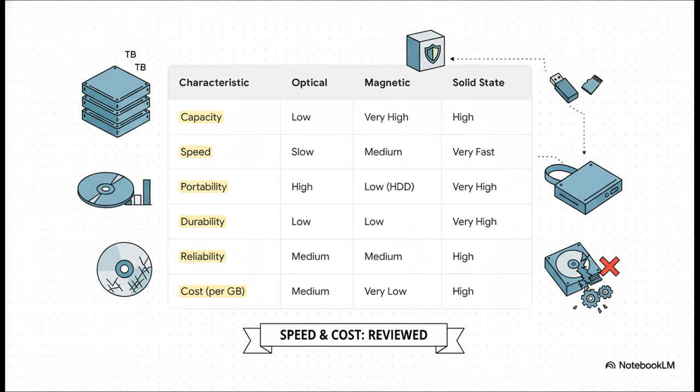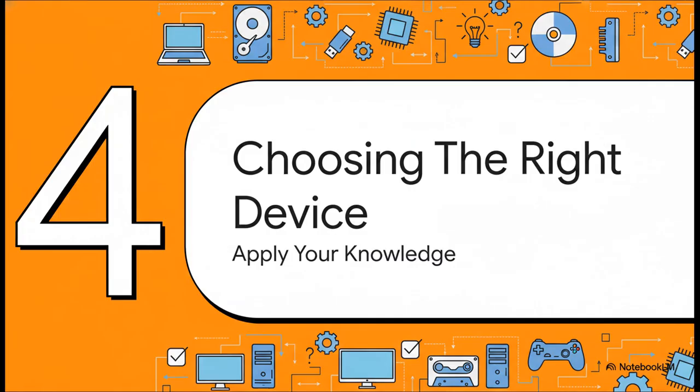Think of tiny USB sticks and SD cards. Durability is a massive win for solid state too. With no moving parts, you can knock it around a bit. Drop an HDD though, and you could be in big trouble. And optical discs, they scratch so easily. That leads to reliability. Fewer moving parts means solid state is just less likely to break down. And finally, as we've already seen, solid state is the fastest, but good old magnetic has the lowest cost per gigabyte.